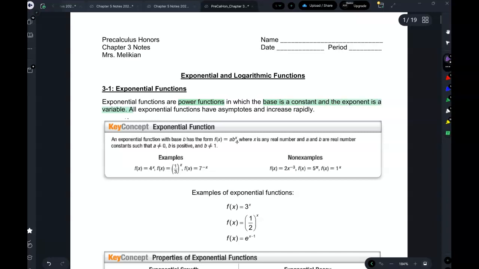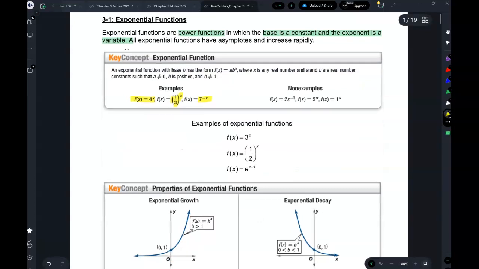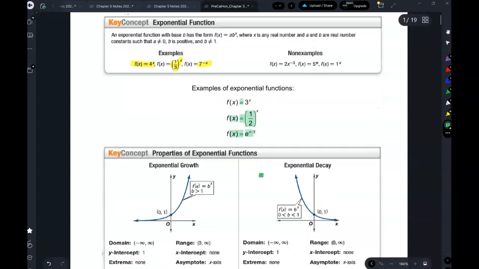So for example, here f of x equals 4 to the x, 1 over 3 to the x, 7 to the negative x. All of these are exponential functions, constant to the power of a variable. Okay, here we have some more exponential functions. Like e to the power of x minus 1, that's an exponential function.